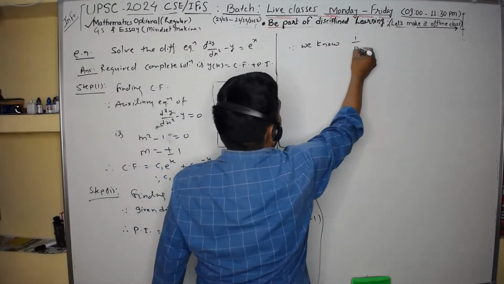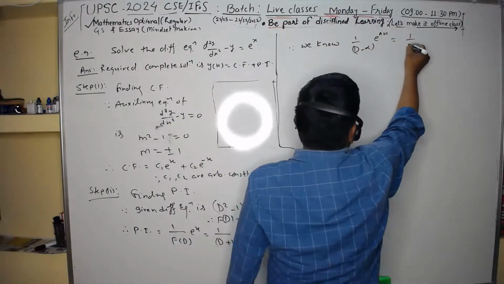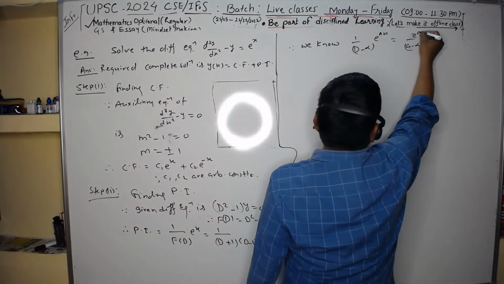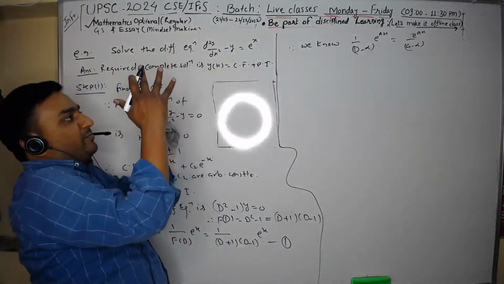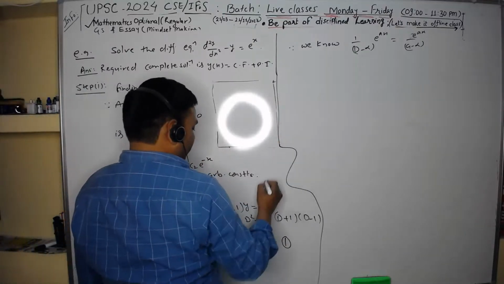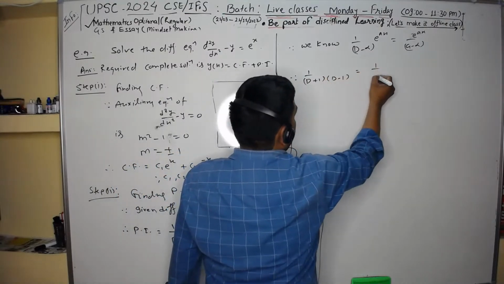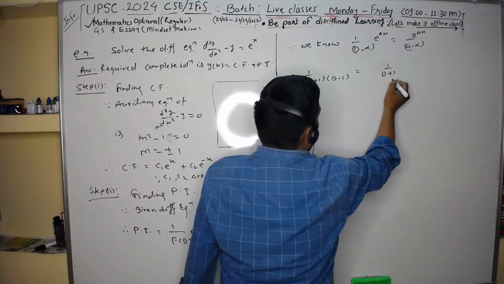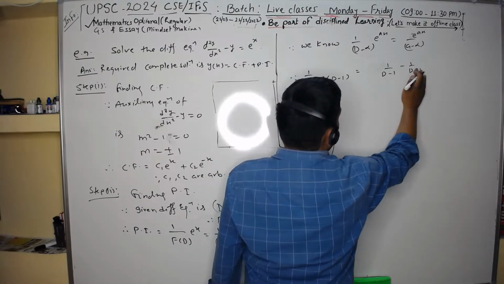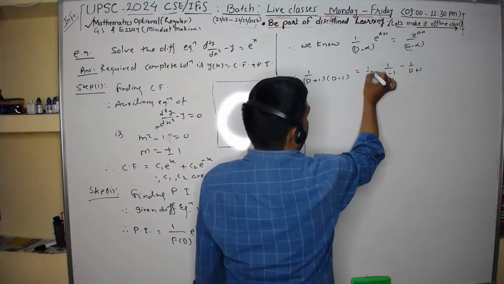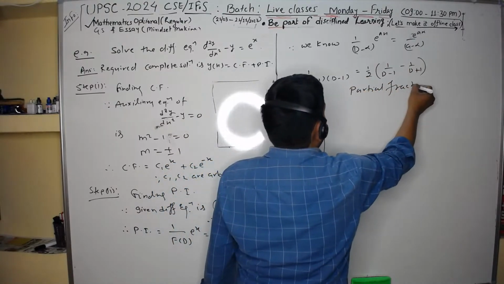We know 1 upon d minus alpha e raised to the power ax is 1 e raised to the power ax upon a minus alpha, right? So let's say I want to use that formula only. Fair? Since 1 upon d plus 1 into d minus 1 can be written as, अगर मैं यहाँ पर ये कर दूं, so 1 upon 2 partial fractions.